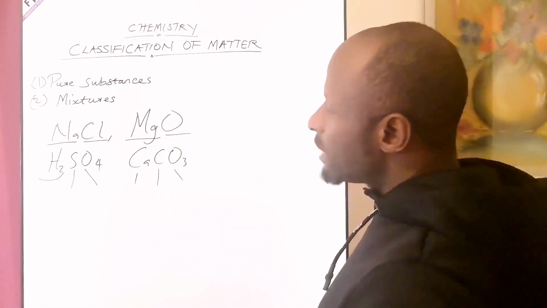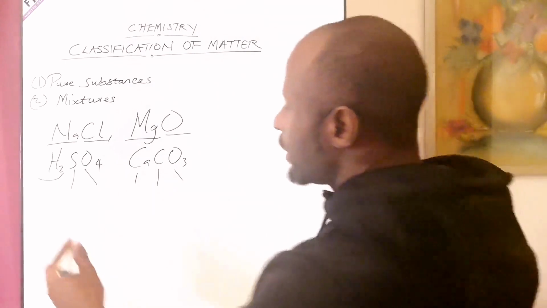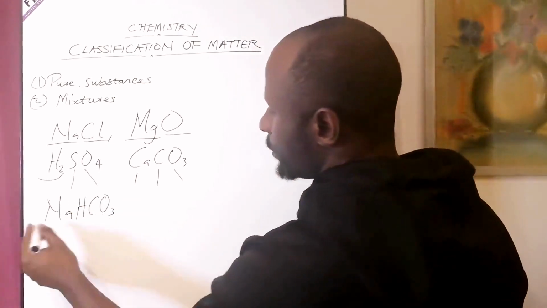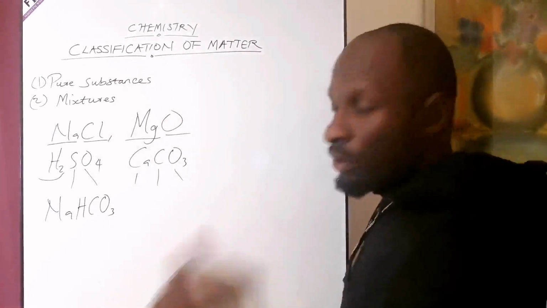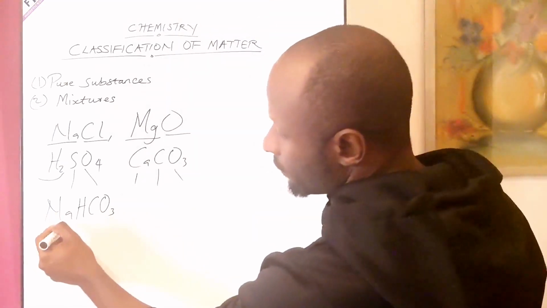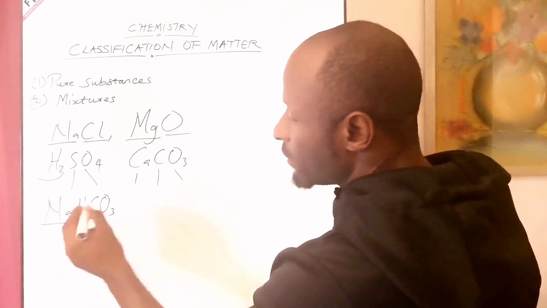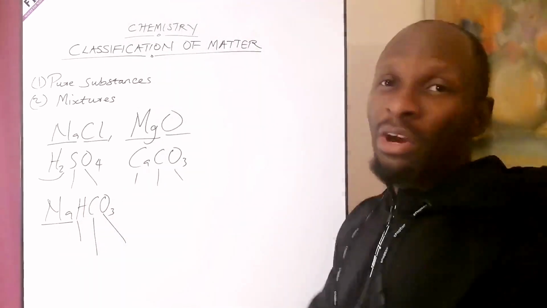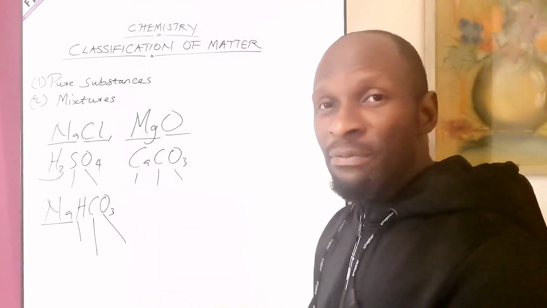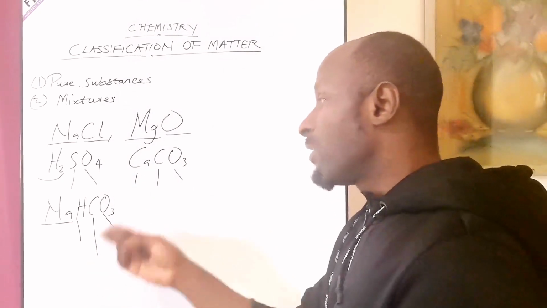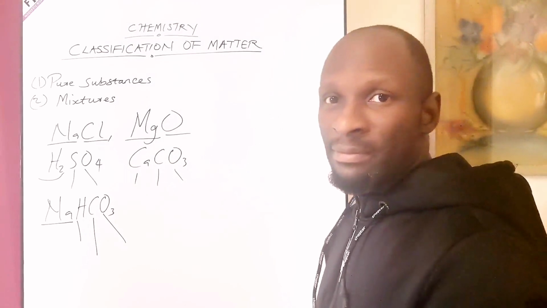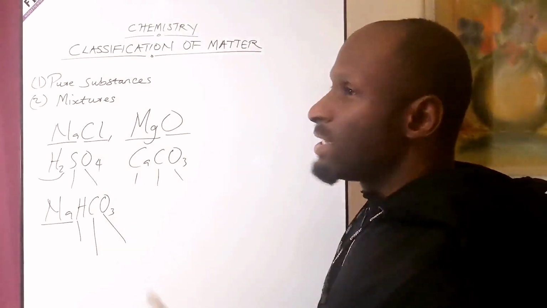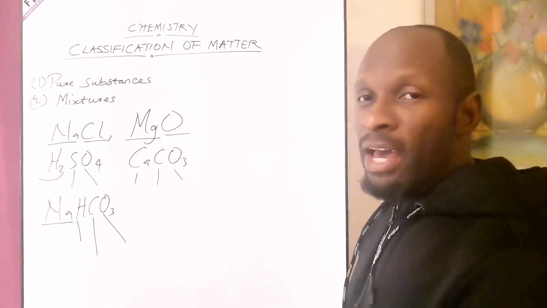Okay, now let's talk about cases where we have four elements. Okay, this is NaHCO3, which is sodium bicarbonate. Now we have sodium, we have hydrogen, we have carbon, and we have oxygen. Four different elements coming together to form this. So, in the formation of compounds, two or more distinct elements can come together to form that compound.